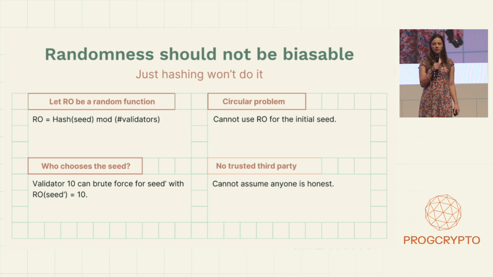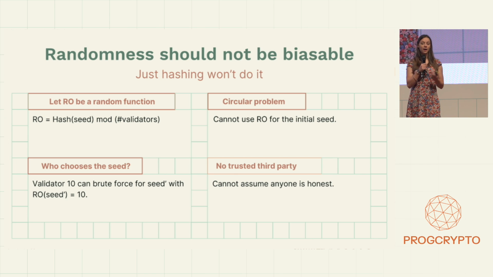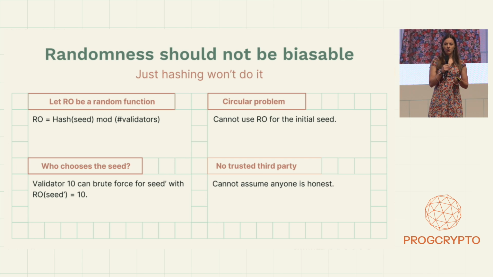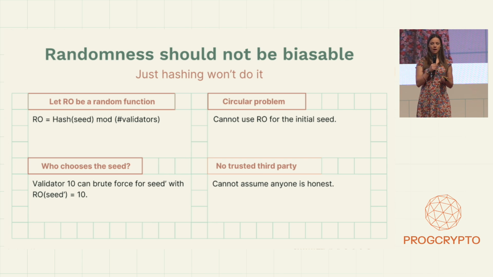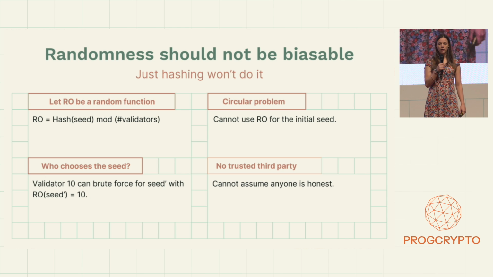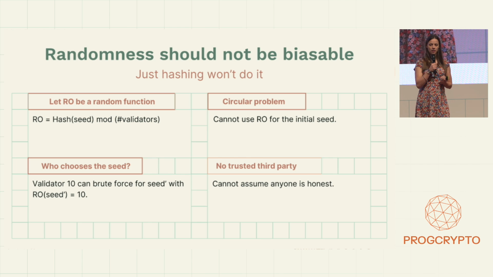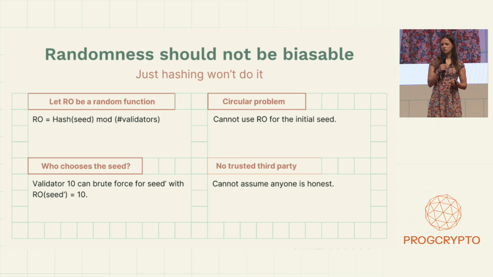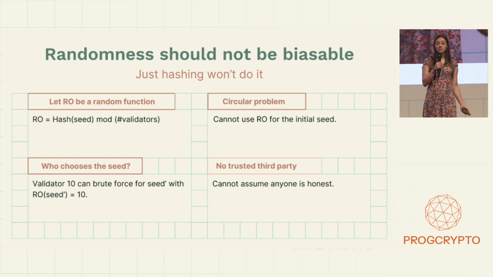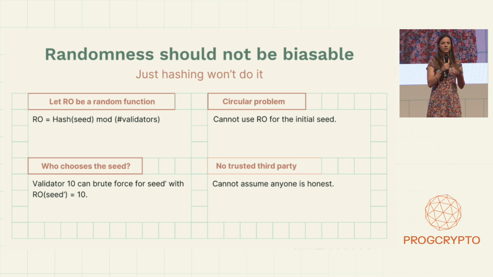This good source of randomness should not be biasable. In particular, this means that just using a hash function won't quite do it. To say more on this, let's suppose that RO is our random function. RO is going to hash some seed and then take the result modulo the total number of validators. But the total number of validators is never going to be that big. It's never going to be exponentially large. And this means that you can brute force find some seed such that RO of the seed is equal to the output that you want it to equal.